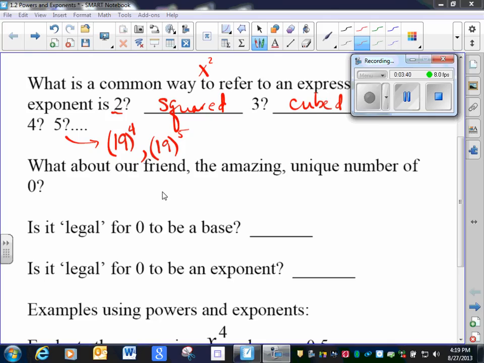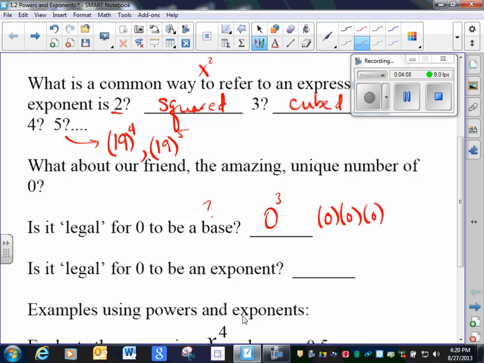Okay, let's talk about our friend, the amazing, unique number 0. 0 is such a fun creature, and some of the rules don't apply to 0, or he's got special properties, so I always like to talk about him for a few minutes. Anyway, is it legal for 0 to be a base? In other words, can we take 0 to an exponent? I wonder. Well, what this means, according to our definition, is that you would take 0 and use him as a factor 3 times. And certainly we can multiply anything by 0. It just turns our product into 0.